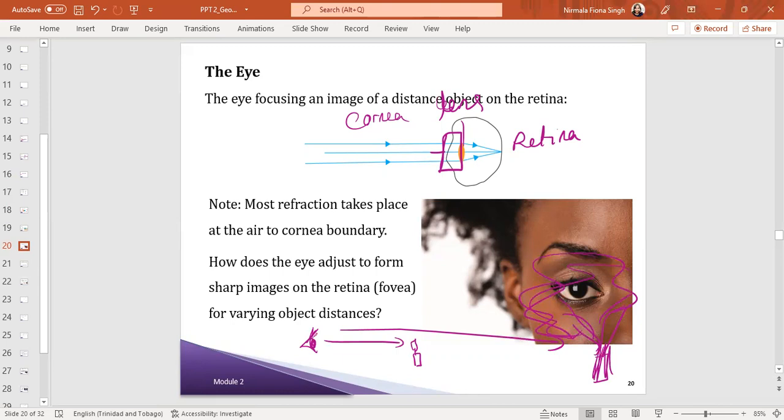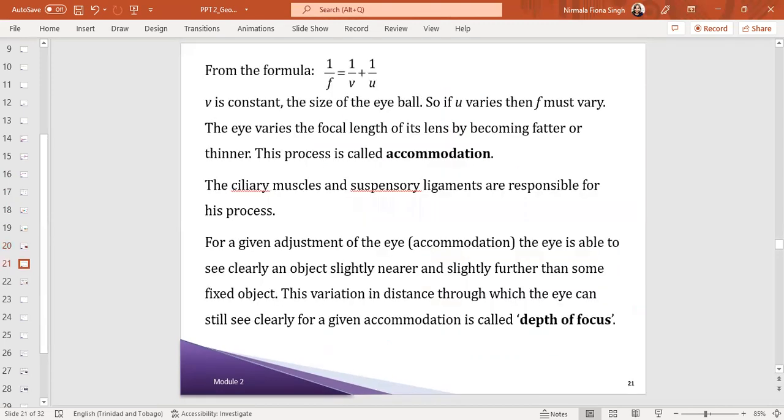Our eye is able to focus at different distances. And how does it do that? It does that by changing the size of our lens. So let's just read. This is where we're going to go a little bit more into detail of the actual words that we deal with in sight. So from the formula of 1/f = 1/u + 1/v, v is a constant, being the size of the eyeball.